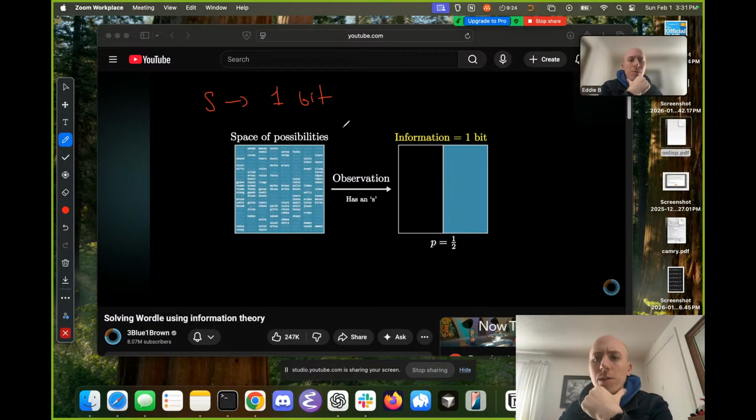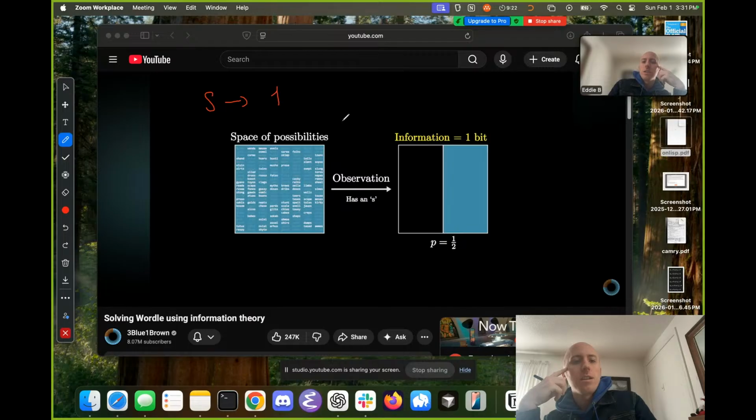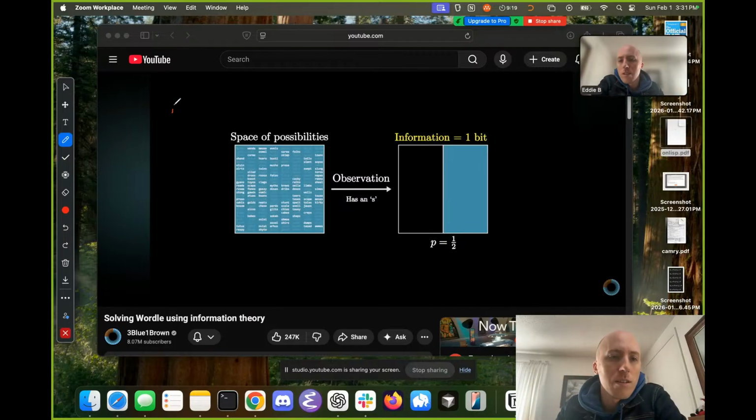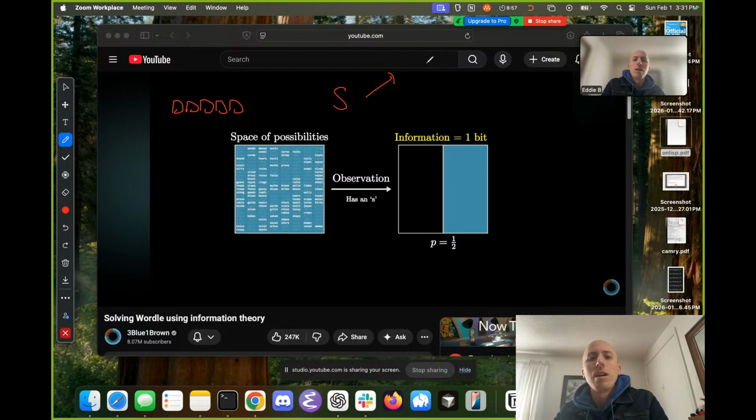Yeah, let's simplify this problem, I guess. Instead of having the 5-letter patterns, we could just choose a letter and we could say, does the word have this letter in it? And if we chose S, then we would either get yes or no. Yes, the word has an S in it.